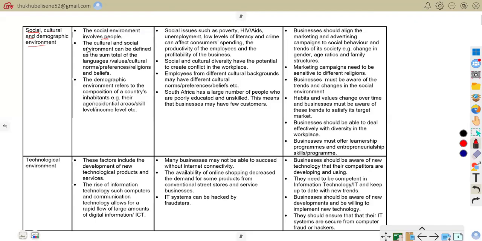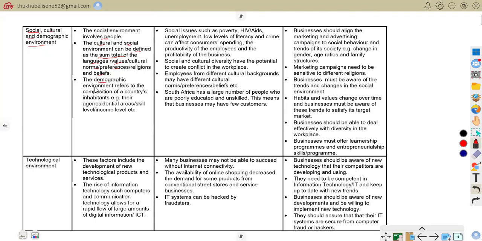You see? Then it further on says the cultural and social environment can be defined as the sum total of the languages, values, cultural norms, preferences, religions and beliefs. So the culture includes values, beliefs, and religion. The cultural differences influence the preferences. For example, the halal food for certain religions. You see, that is that.